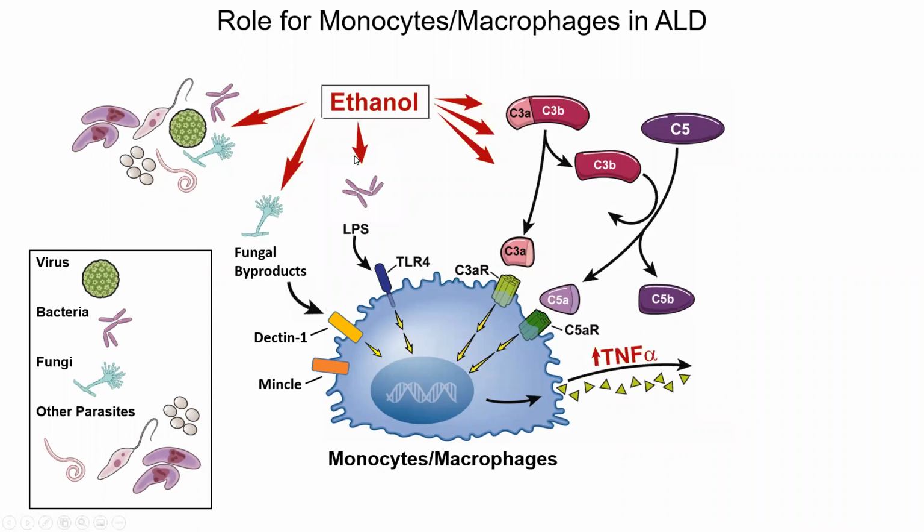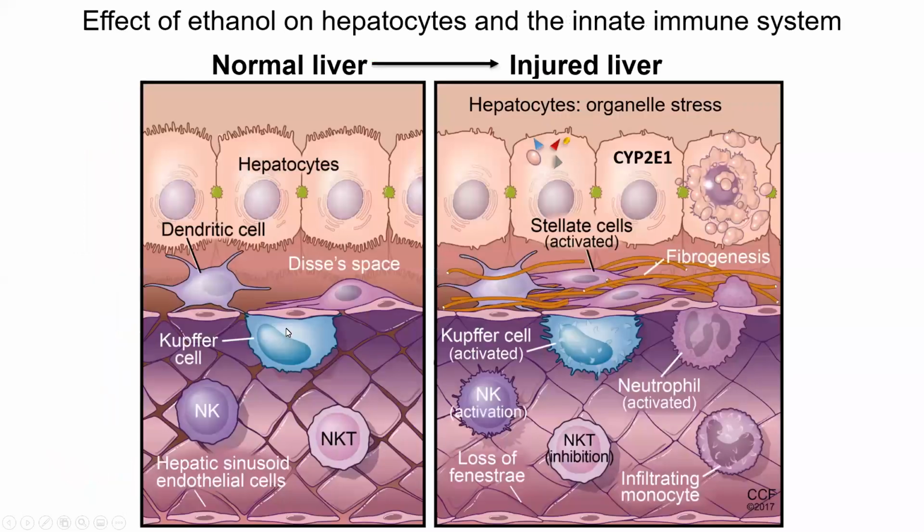A lot is known about how alcohol affects the immune system. Here's just some of the things that we've looked at in our lab. For example, we know alcohol affects complement. We also know alcohol, through this gut LPS, can activate TLR4. And then another lab, as well as us, have looked at how fungal byproducts can activate this gene called dectin-1, and other things can activate this other gene called Mincle. I'll get more into dectin-1 and Mincle in a little bit.